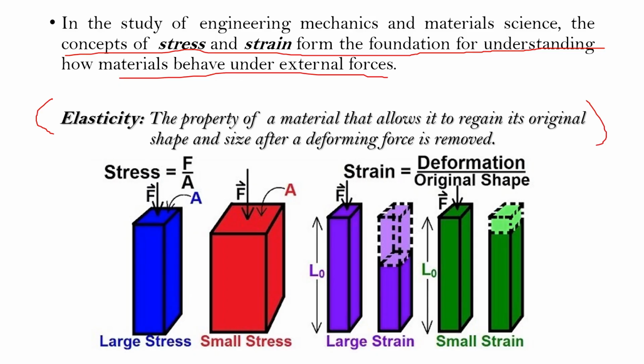If any force is applied on an object, deformation takes place, and after the deformation the object tries to get back to its original position. That is what we call elasticity: the property of a material that allows it to regain its original shape and size after a deforming force is removed. The prime example of elasticity is a rubber band.